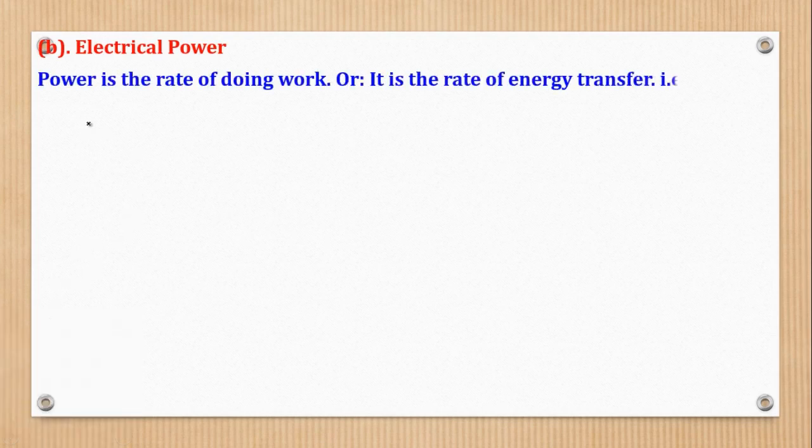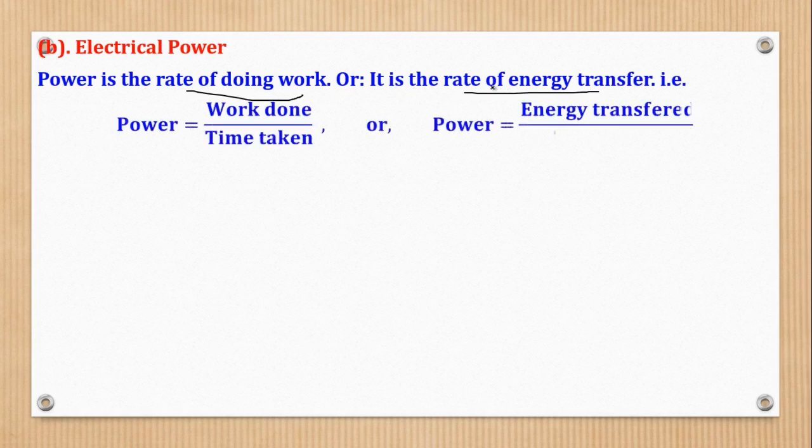Now we shall go to electrical power. Then from there we shall look at the calculations which we are interested in. So power is the rate of doing work, or you can say power is the rate of energy transfer. The word rate means time is included. Therefore, power is equal to work done over time taken if you're using this definition. Then if you're using this definition, power is equal to energy transferred over time taken.